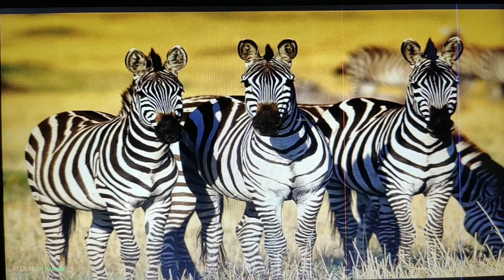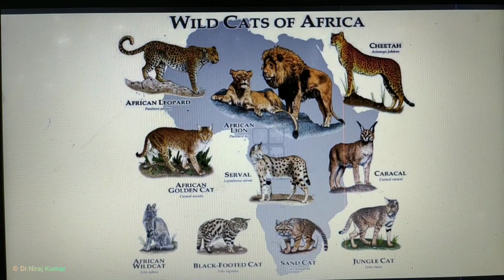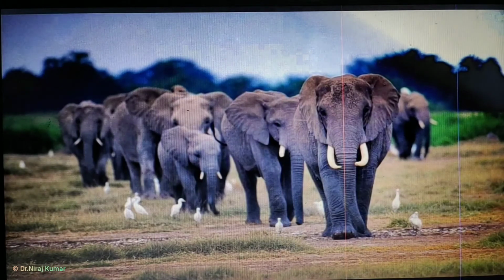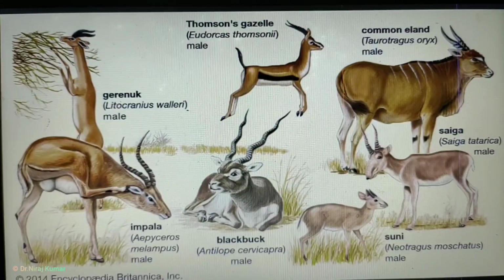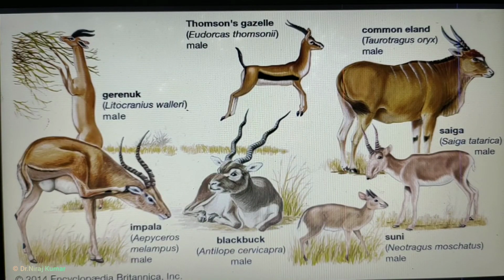This is zebra. These are wild cats of Africa, big cats including African leopards, African lion, cheetah, caracal, jungle cat, sand cat, black-footed cat, African wildcat, golden cat, serval. This is African elephant, largest elephant. These are antelopes of African region or Ethiopian region.